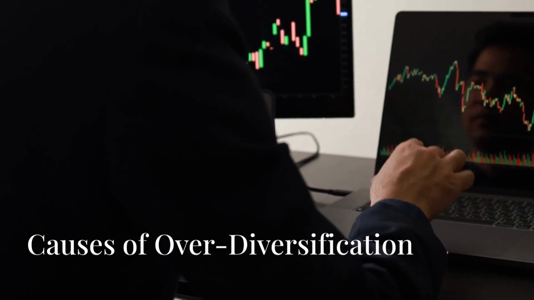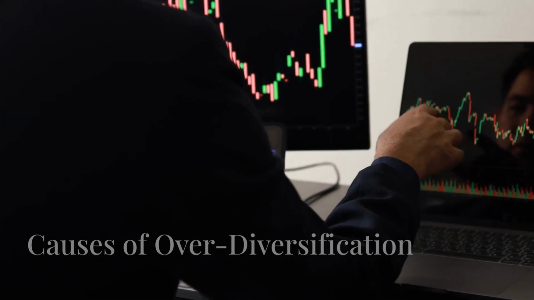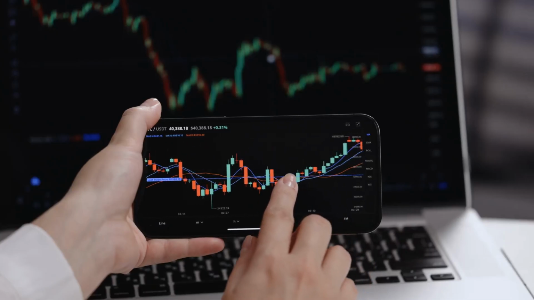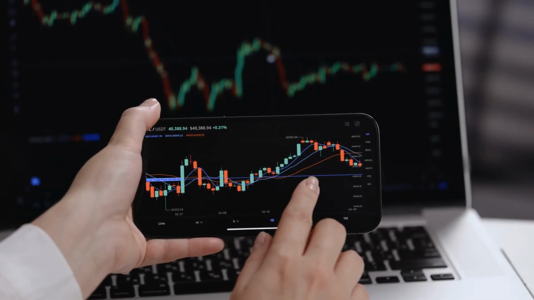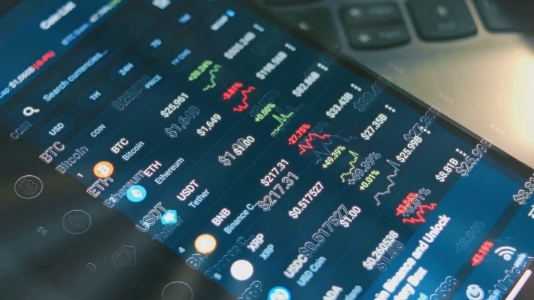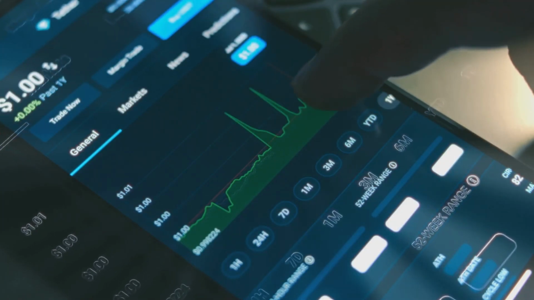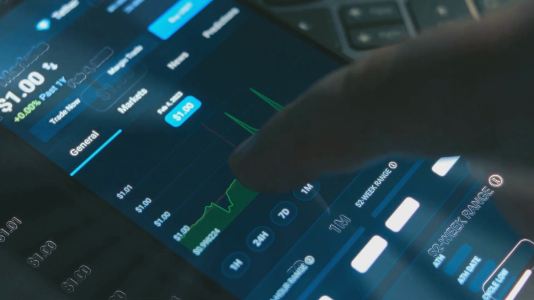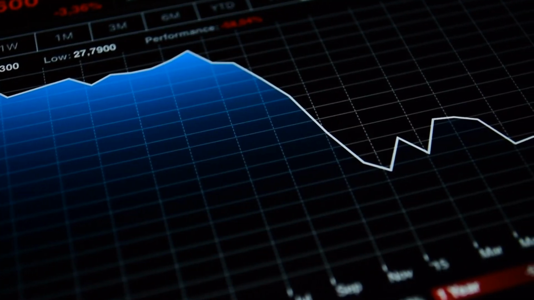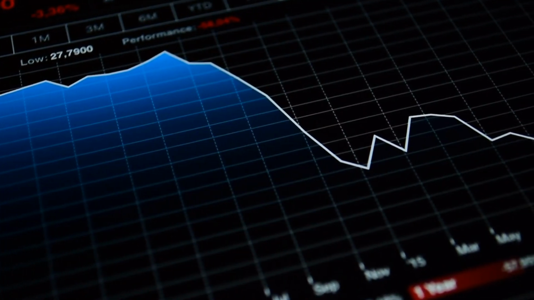Several factors contribute to over-diversification in investment portfolios. One common cause is the misunderstanding of risk. Investors often believe that by diversifying broadly, they are minimizing their risk significantly. However, this can lead to a dilution of potential returns without truly reducing risk.